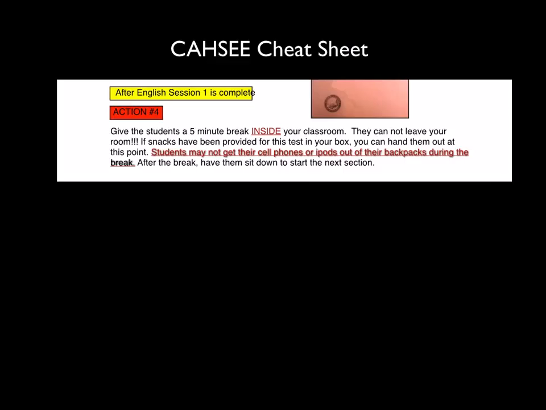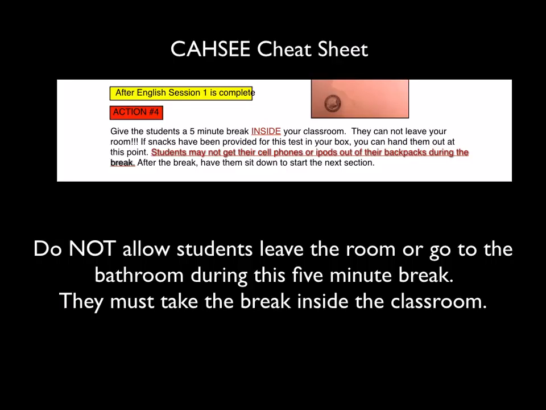After session 1 is complete, you can give them a 5-minute break, but it must be held inside the classroom. They are not allowed to leave. They may not get anything out of their backpacks or purses. This includes cell phones. Do not allow anyone to leave to go to the bathroom during this 5-minute break, even if it ends up coinciding with the school's passing period.